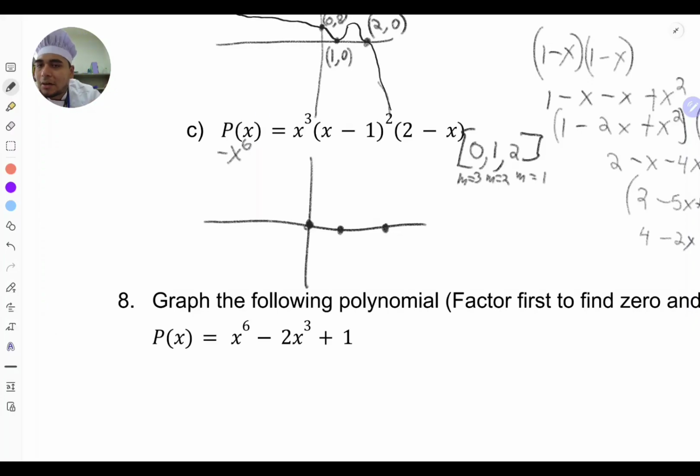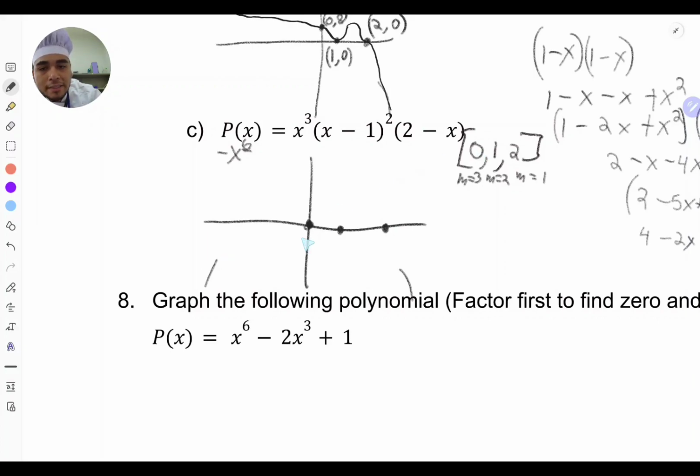What is our degree? Our degree is 6, right? 6, meaning that it is an even function, so it should look something similar to a quadratic, but this is an inverted quadratic because of the negative, so therefore our end behavior should start here. Okay? Now that our end behavior is starting right there, now we have to connect the dots.